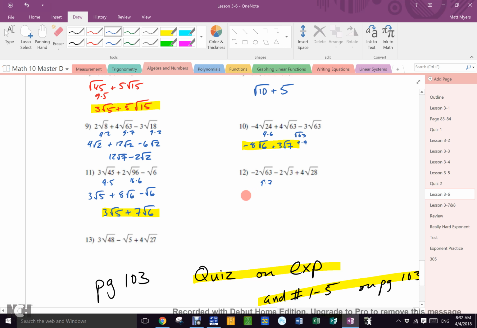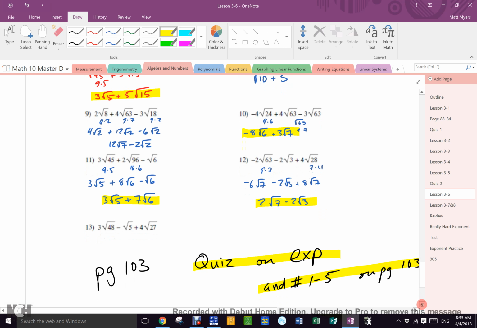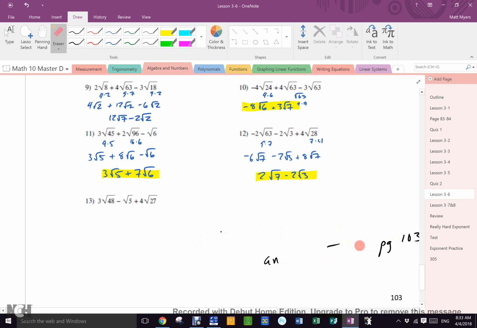9 times 7 is negative 6 root 7 minus 2 root 3. 7 times 4 is plus 8 root 7. Negative 6 plus 8 is 2. 2 root 7 minus 2 root 3. Again, order doesn't matter. And finally, the last one. That was 16 times 3, which is 12 root 3 minus root 5. 9 times 3 plus 12 root 3. 24 root 3 minus root 5.